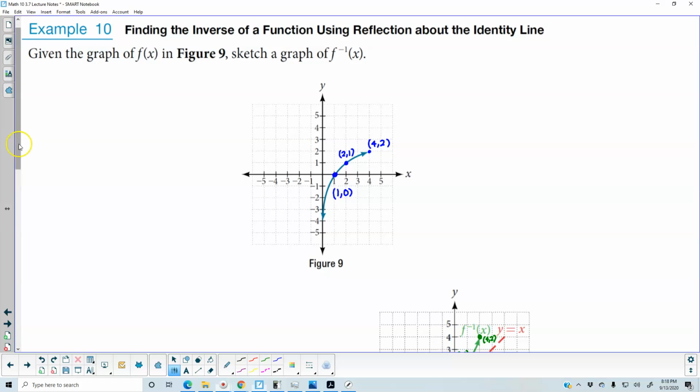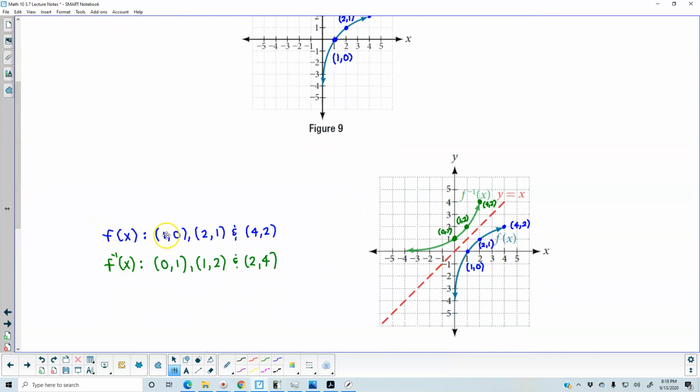Now the inverse is inverting these points. So now f inverse of x becomes (0, 1), (1, 2), and (2, 4). So now we're going to go ahead and graph those on that line. We're going to plot (0, 1), (1, 2), and (2, 4). And you can see this is what that graph looks like.